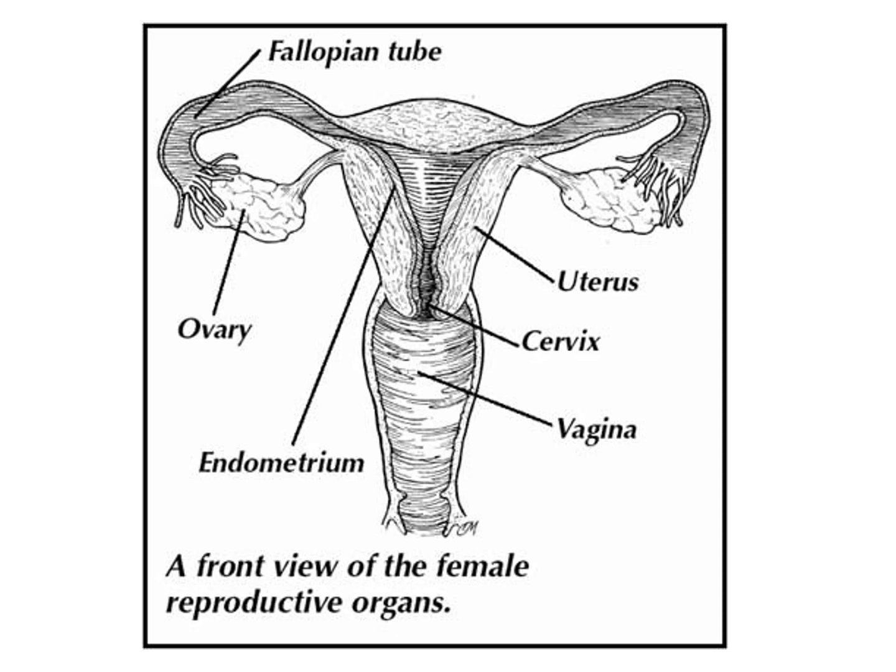Now the lower part of the uterus opens into the muscular portion called the vagina. And this opening of the uterus into the vagina is called the cervix. So this portion is the cervix, the opening of the uterus into the vagina.